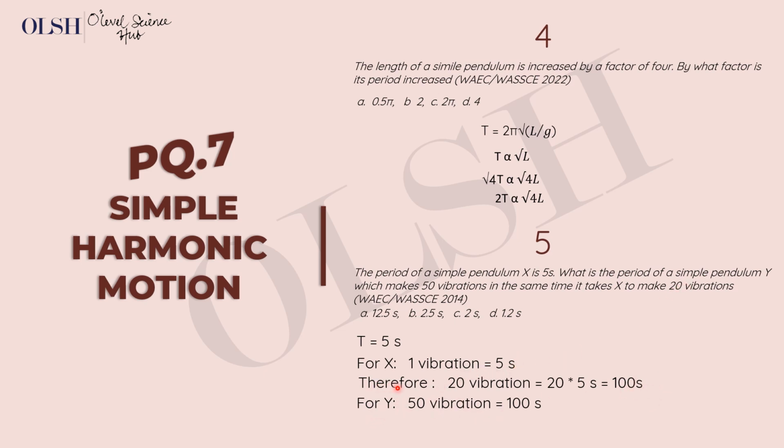So we're asked to find the period. If 50 vibrations is 100 seconds, then 1 vibration is going to be 100 divided by 50 vibrations. If we do that maths, we're going to have 2 seconds as our answer. So the answer to this is C, 2 seconds.